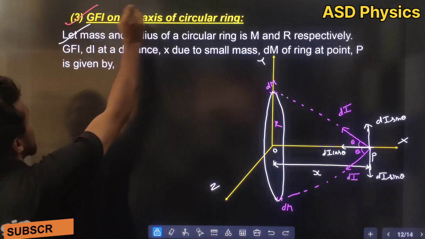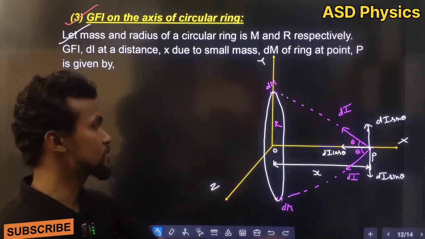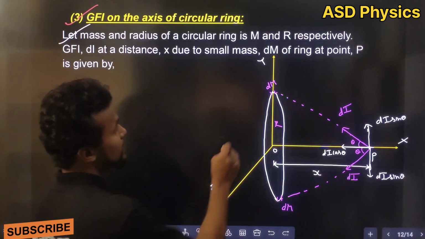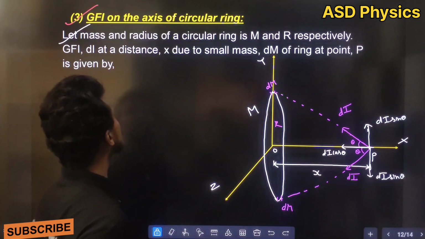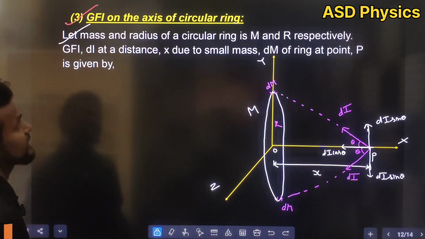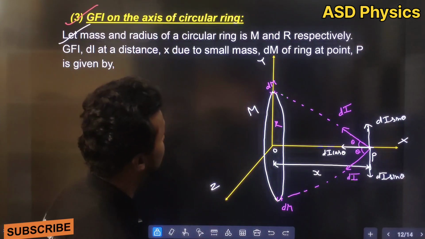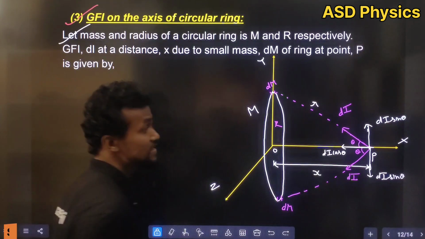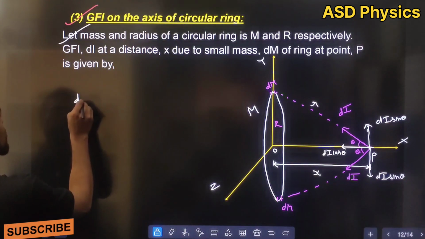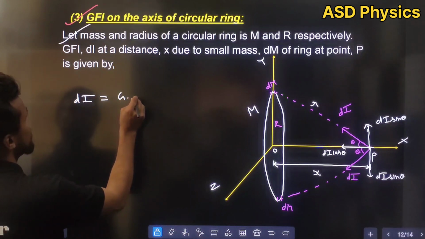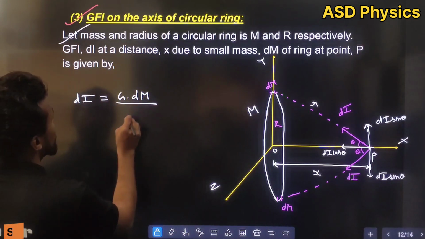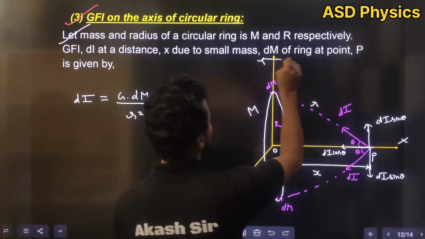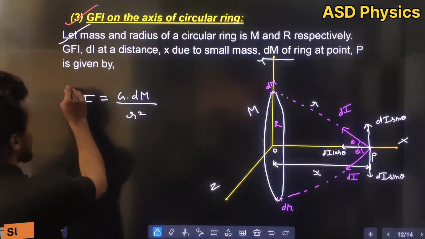Okay. So again, let me read now because already I have explained the basics. Let mass and radius of a circular ring be capital M and R, as I told already. GFI dI at a distance x due to small mass dm of the ring at point P is given by, let's take the distance as r. So what is the dI value? dI equals G dm by r square. This is the dI value due to mass dm. Now only magnitude is there.